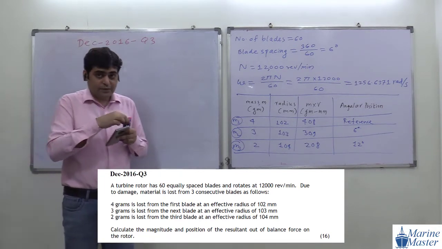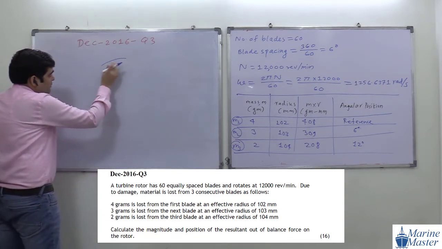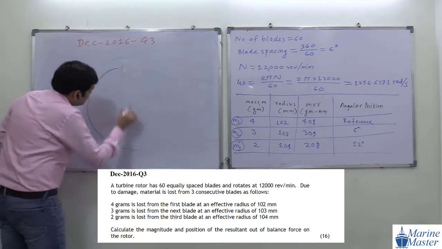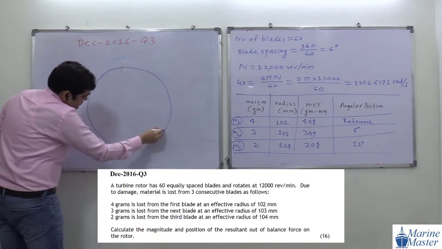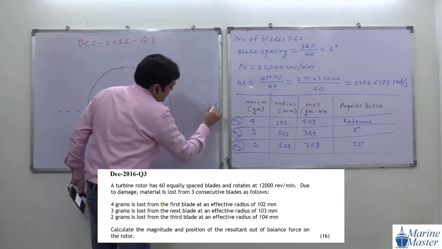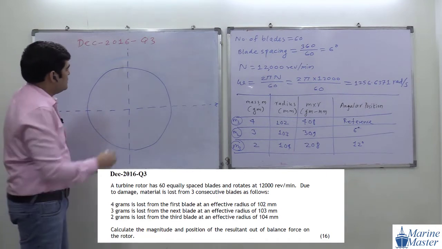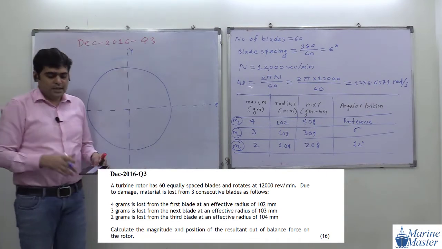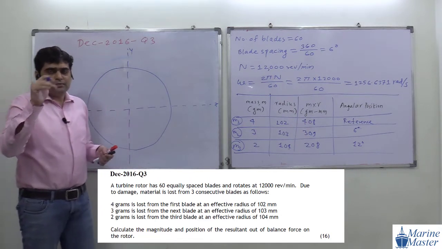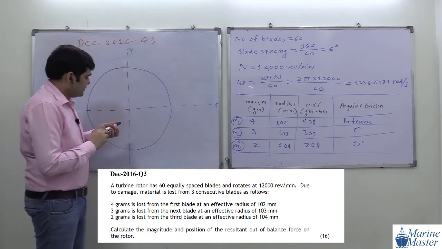See the point here. Here we have one rotor. This is the rotor. This is our reference axis, the x axis, and this is the y axis. Now there are 3 blades. What is the scenario here? From 3 blades, material is lost. So see the point here.